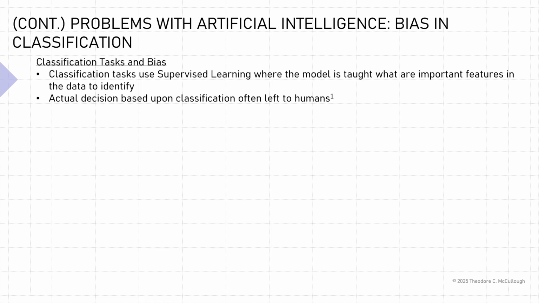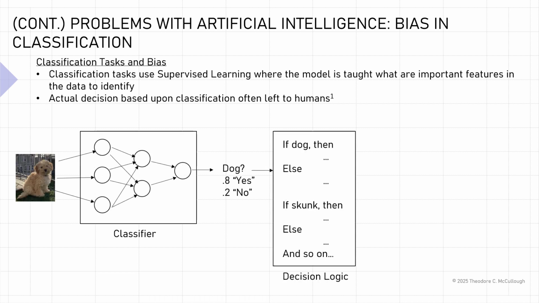To understand bias and classification, it's important to understand how the technology works. Classification tasks use supervised learning, where the model is taught what the important features in the data are to identify. Actual decisions based upon classification, however, are often left to humans. For example, you may have a classifier that determines whether or not an image is of a dog, but then you pass that decision through decisional logic, such that if the image is of a dog, then do this. If the image is of a skunk, then do this, and so on.